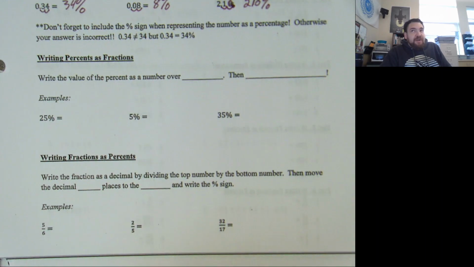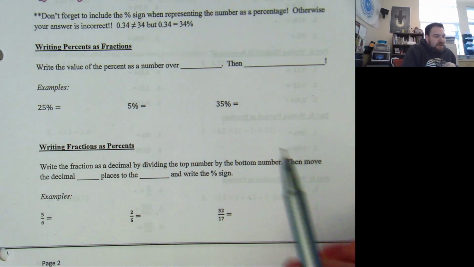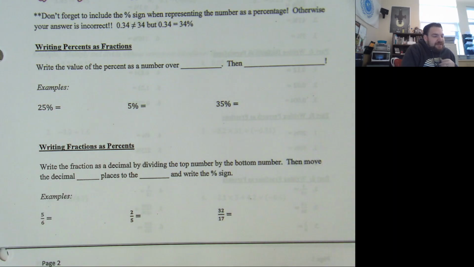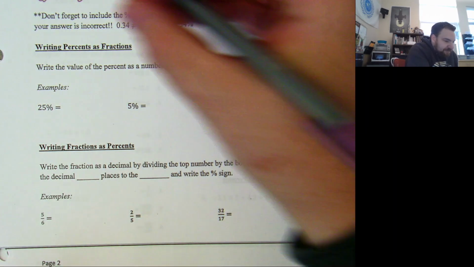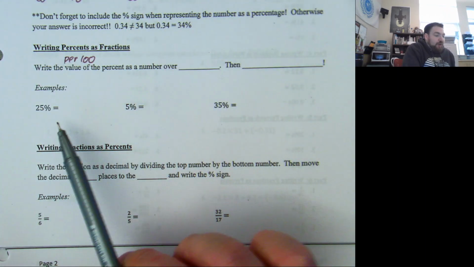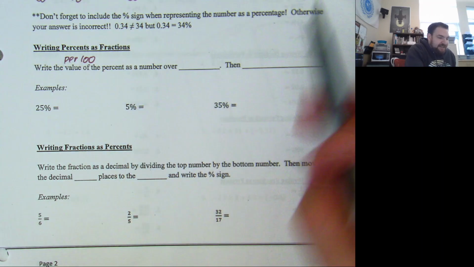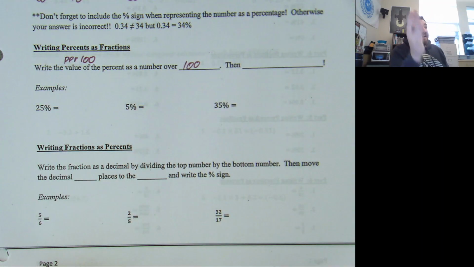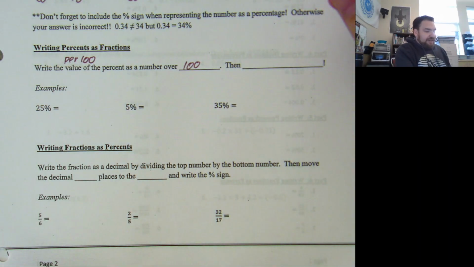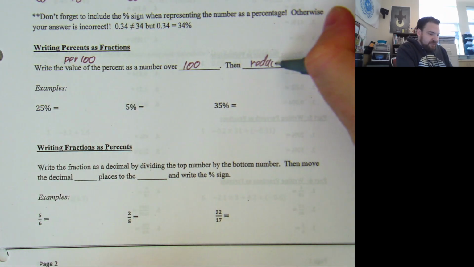This is where things get more interesting. And then we're done. Writing percents as fractions. Because percent in the name already is per 100, to write these things as fractions, and if you're told to leave them as fractions, write the value of the percent as a number over 100. Instead of moving decimals around, like we've been doing up to this point, you write it as a fraction over 100, and then if we want to leave it as a fraction, we have to reduce or simplify.